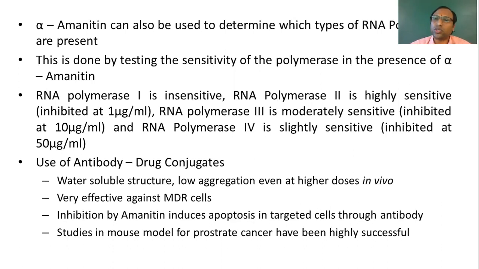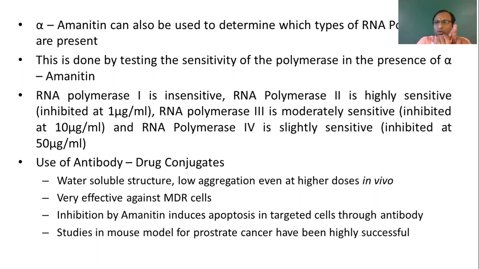But in RNA polymerase 2, if you see, it is highly sensitive. Highly sensitive means inhibited at 1 microgram per ml level. So in 1 microgram level, if the process is getting delayed or stopped, then the molecule which has to be formed as RNA will not take place. So that is why the mRNA process here is getting hindered or stopped. The RNA polymerase 3, if you see, is moderately sensitive. Moderately sensitive means it will also stop, but the inhibition rate for that is almost 10 microgram per ml.